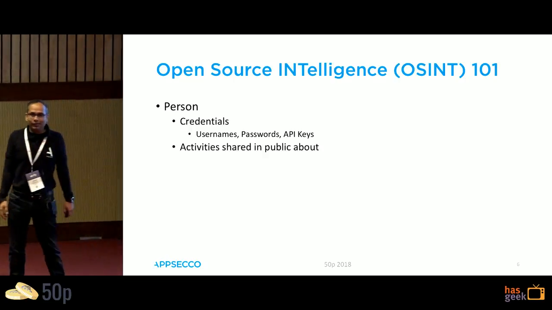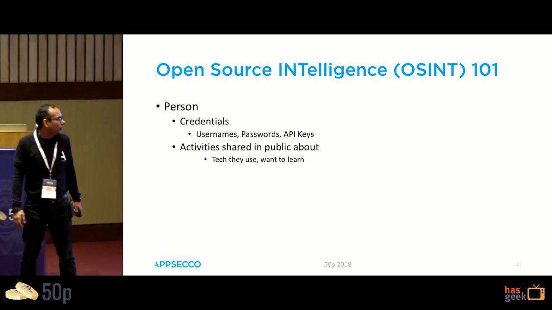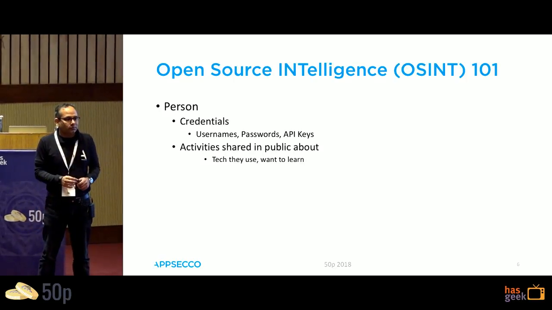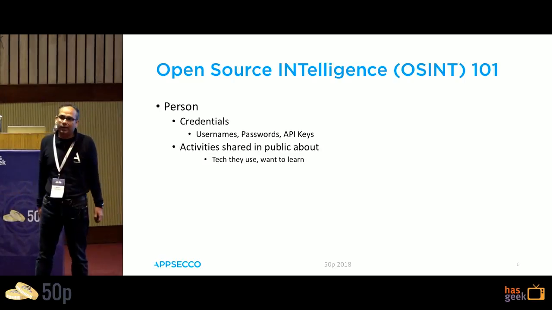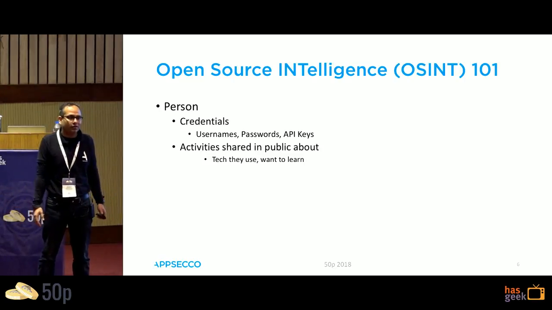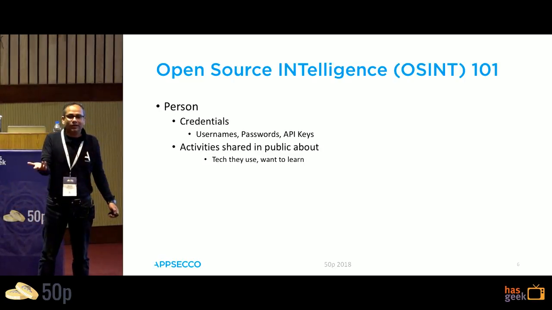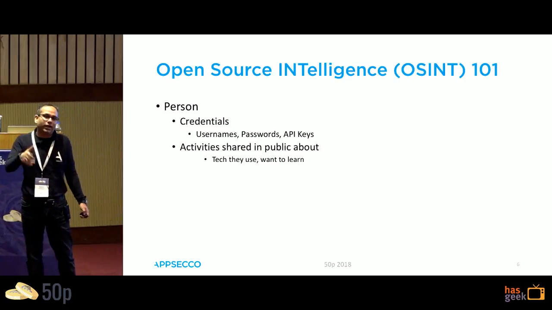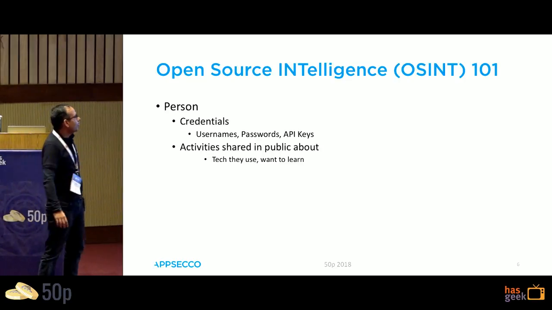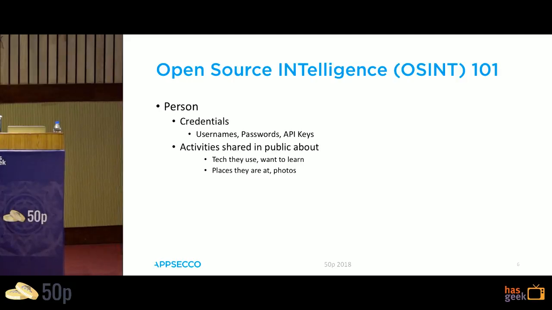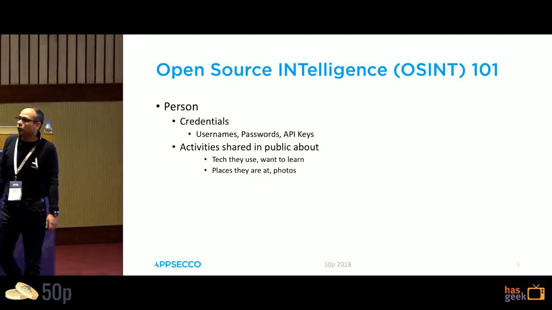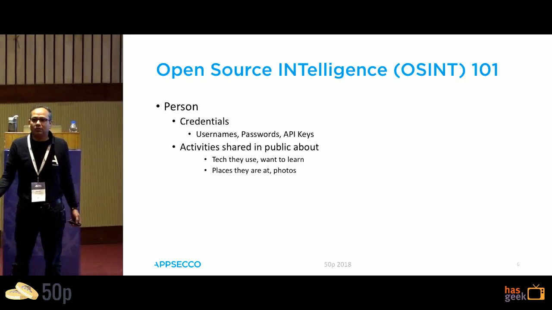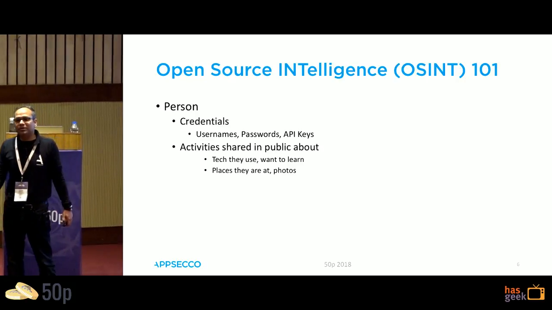People also share activities on social media. They go to Stack Overflow and tell people what they want to learn. And they go to a bunch of other places, like a restaurant, say what they like to eat, or at least click a photo of what they like to eat. And all these things are available for attackers to figure out, can I make sense of this somehow? Can I misuse it somehow?